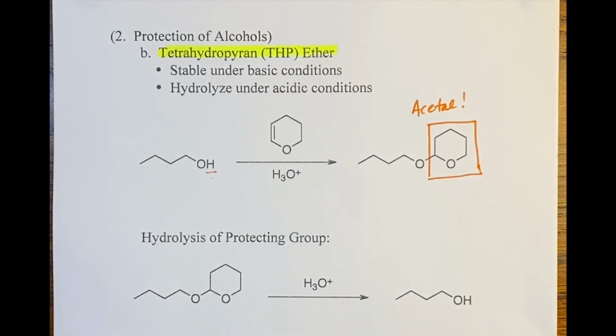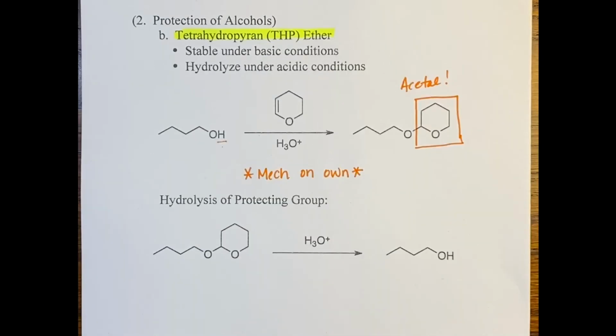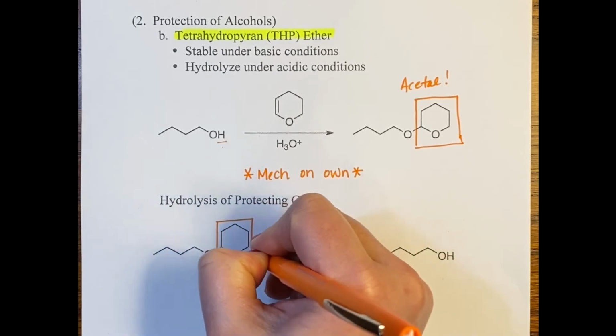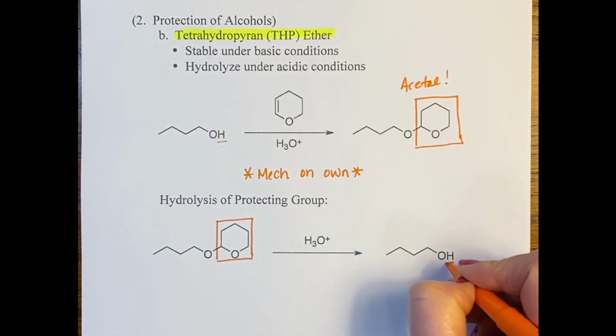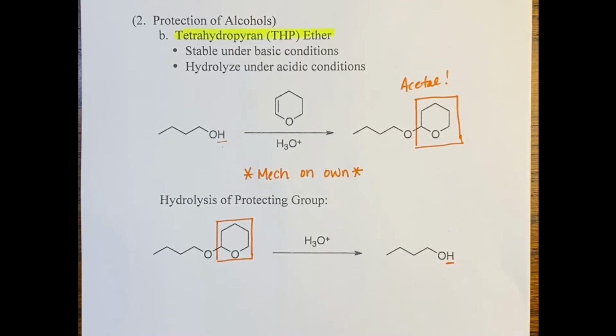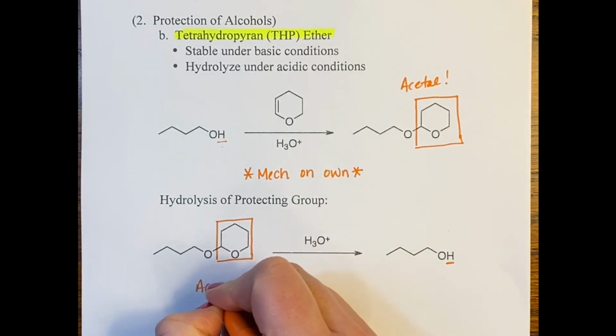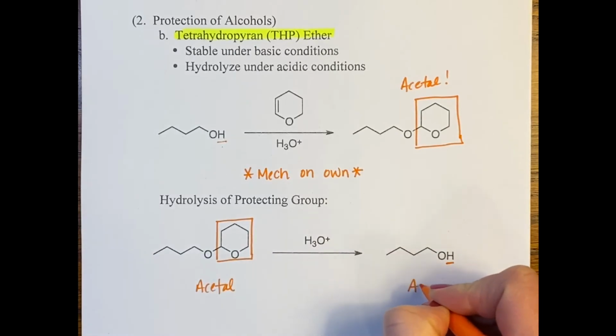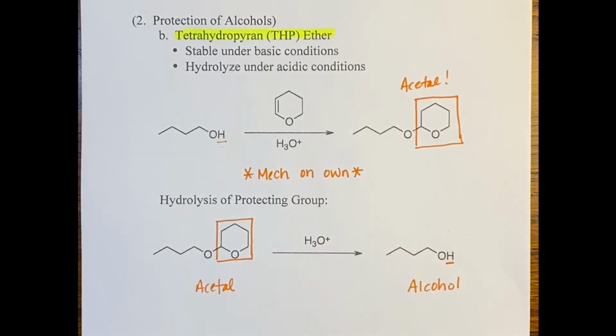We know that acetals are stable under basic conditions, and we know that they hydrolyze under acidic conditions. Make sure you can go through the mechanism for this reaction on your own. When I need to take my tetrahydropyran group off, I'm going to treat my compound with acid. So again, I'm going to remove this entire group, and I'm going to replace it with that proton. So I'm going to take my acetal functional group, and I'm going to convert it to an alcohol.